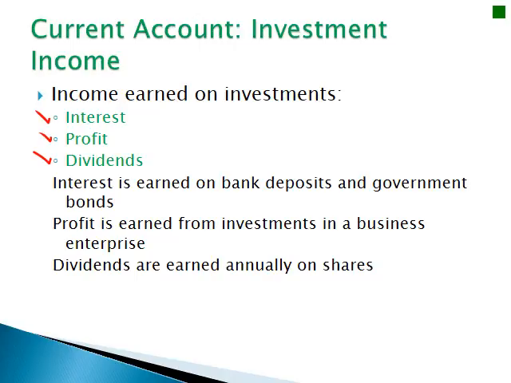Well, we look at things like income earned on investments, things like interest, profit, dividends that are given from sharing the profits amongst shareholders. So interest is earned on bank deposits and government bonds. Profit is earned from investments in a business enterprise, and dividends are earned annually on shares.